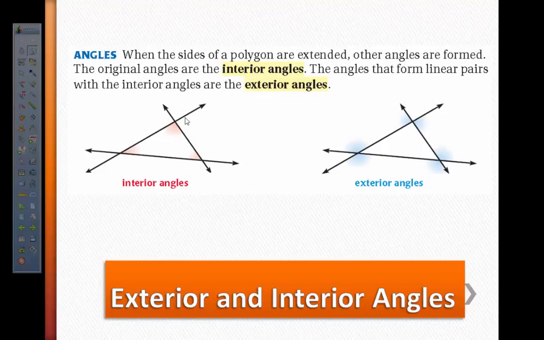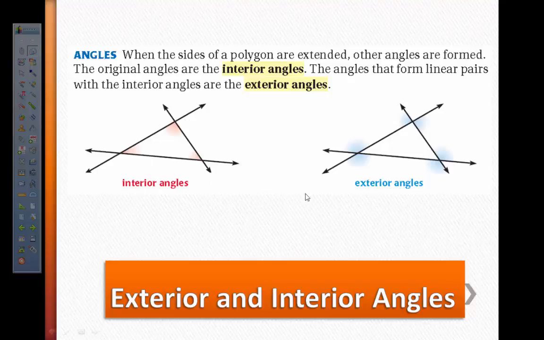Well, we're going to get a couple theorems. One about the interior angles of a triangle and one about the exterior angles of the triangle. So take a quick look at these pictures here. These red angles, the little shading right here, show you the interior angles.